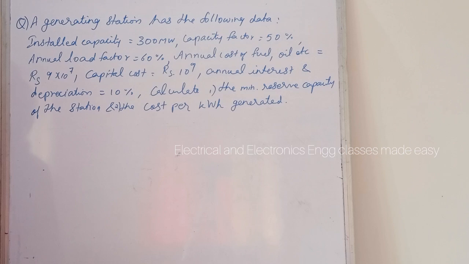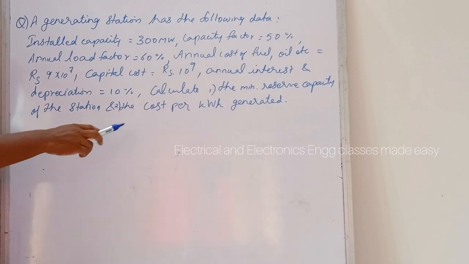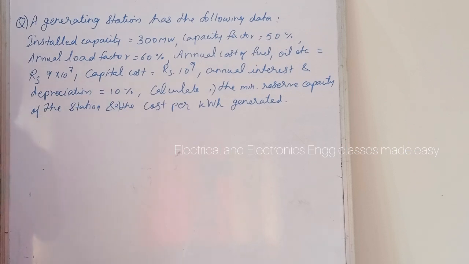Today's class is the continuation of economics of power generation, that is the problems related to cost per unit generated. So let us continue the problems.